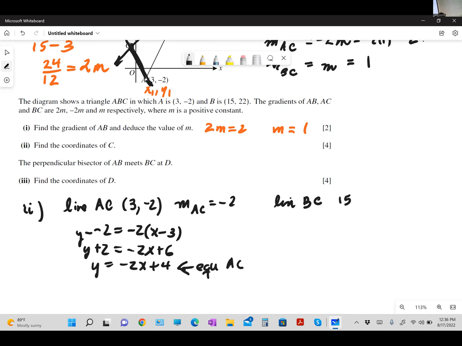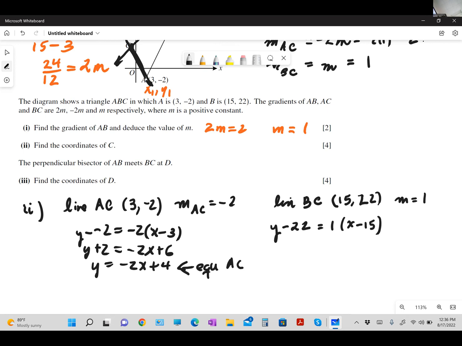15, 22. And what's my slope of BC? 1. So y minus 22 equals 1 times x minus 15. Right?